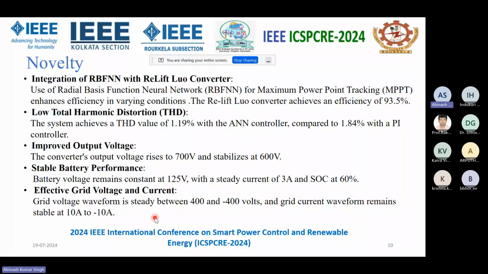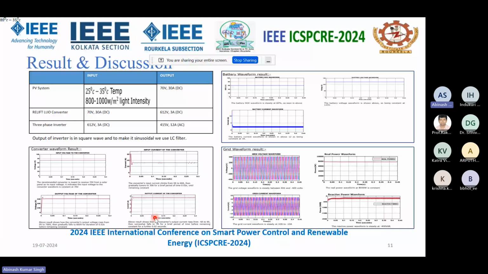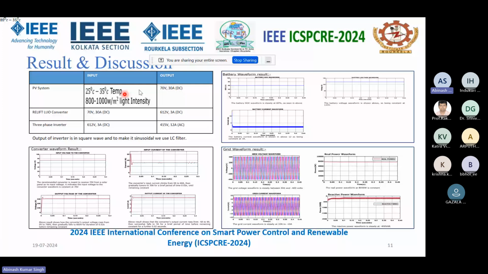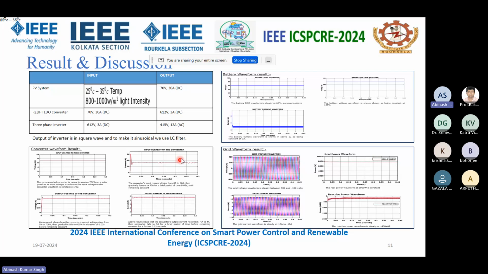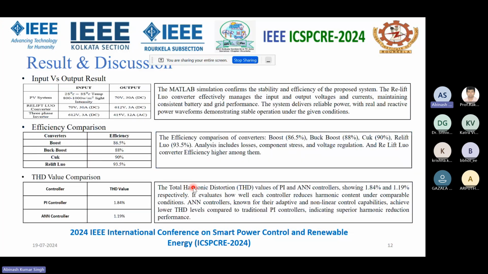These are the novelty, and these are the results. The PV system input, then output will be 70 volt and 30 ampere. Again, the Luo converter takes 70 volt, 30 ampere as input. That DC output will become 612 volt, 3 ampere DC. Again, the three phase inverter takes 612 volt, 3 ampere DC. That is for the grid, 15 volt, 12 ampere AC. These are the outputs, and these are our waveforms: converter waveform, battery waveform, and grid waveform results.